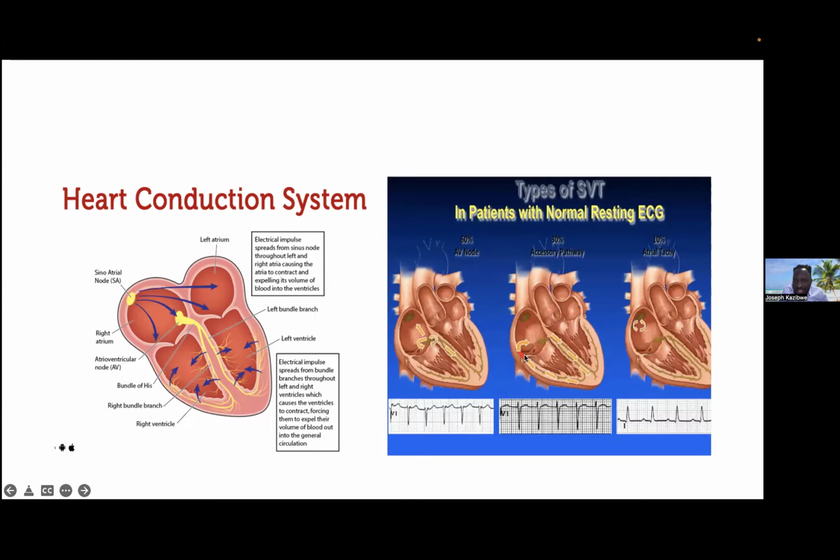Then in 30%, there is a band of communication, an abnormal communication somewhere between the upper chambers and the lower chambers. Normally we should be having the connection through the AV node and the His bundle. However, we can have an abnormal communication somewhere here, there, that can cause a reentry between the atria and the ventricles, and that we call the atrioventricular reentry tachycardias that account for about 30%. The other common name they use is accessory pathway. And then atrial tachycardias happen in about 10%.